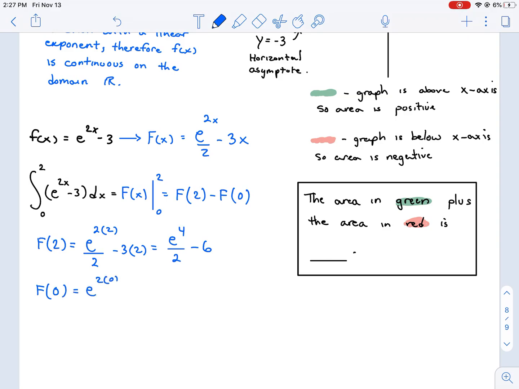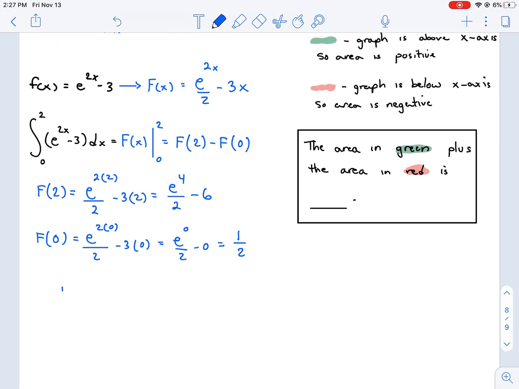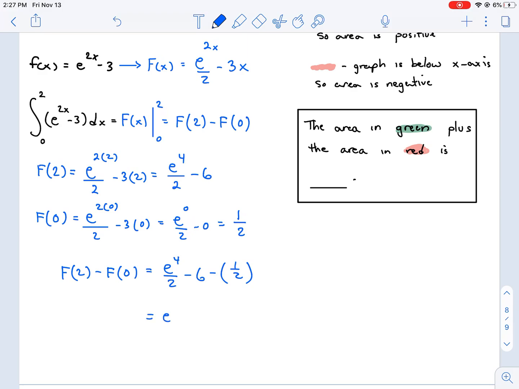F of 0 is equal to this. e to the 0 is 1, so please make sure that you do not write 0 here. e to the 0 is 1, so this is going to be 1/2. So the difference looks like this. So this is equal to e to the 4th divided by 2 minus 13/2.